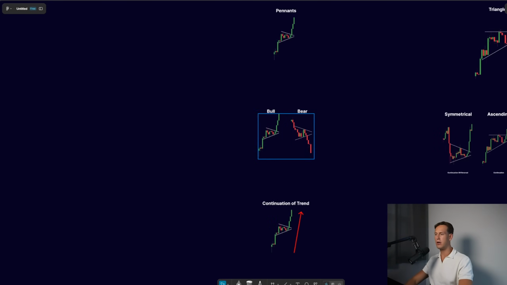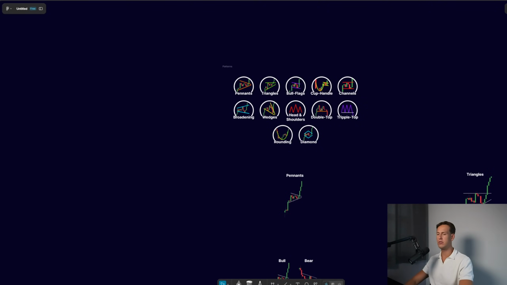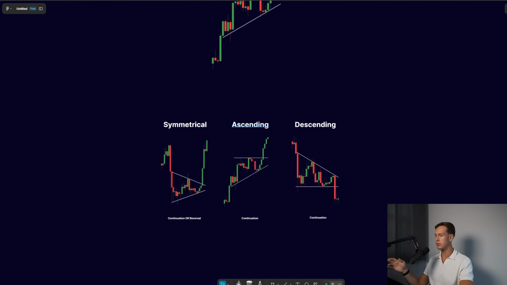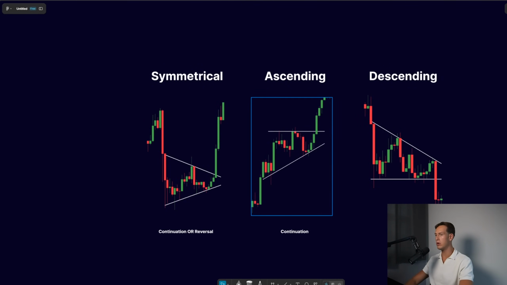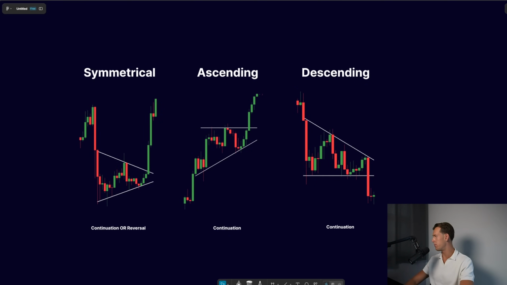Anyways, the second most common patterns that we can be seeing are triangle patterns, and these are very similar to pennants, but just a little bit different. These are the three types of triangle patterns that we can get. First, symmetrical triangle patterns, then ascending triangle patterns, and also descending triangle patterns. Now, symmetrical triangle patterns usually indicate a continuation or a reversal. It's a 50-50 decision. However, ascending and descending triangle patterns are usually continuation patterns, with ascending triangles being more bullish and descending triangles being more bearish.